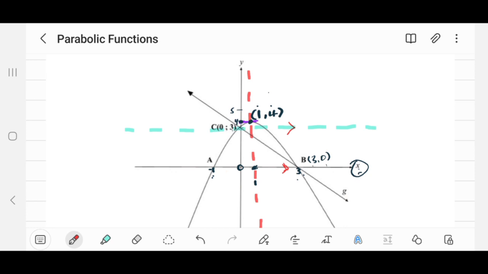If it is parallel to the x-axis, the gradient of a horizontal line, you must know it is always 0. The gradient of a vertical line is not defined. A vertical line does not have a gradient, okay? Because the gradient is a slope. It is how steep the surface is.